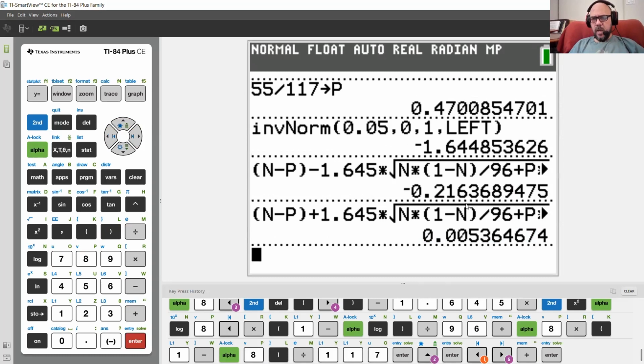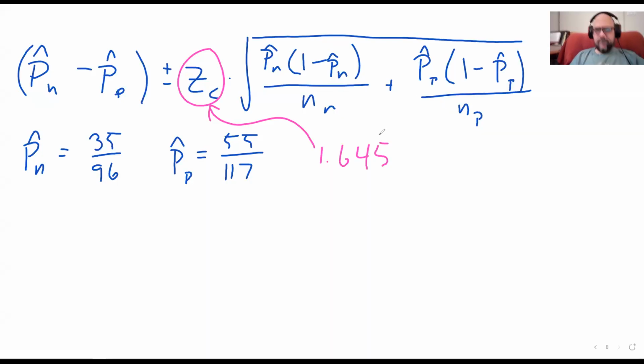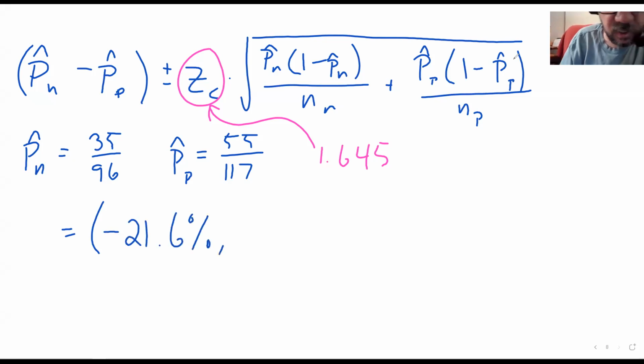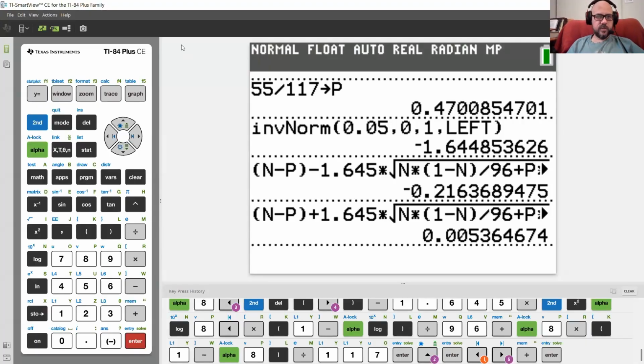There we go. So we have a difference of 21.6% on the low end and 0.5% on the high end. So let's go write that down and talk about what that means. We say negative 21.6% up to 0.5%. Make sure I remember that correctly. I'm doubting myself on that second number. No, that's right, 0.5%, 21.6. Okay, so that's fine.